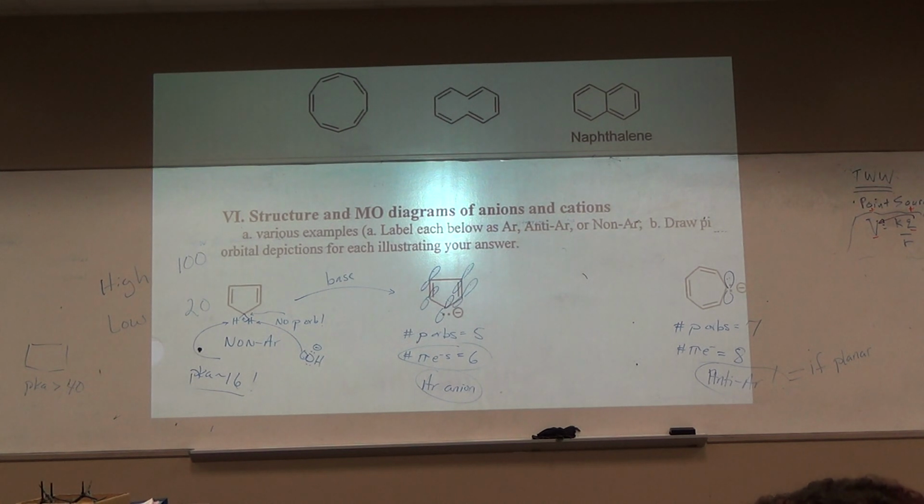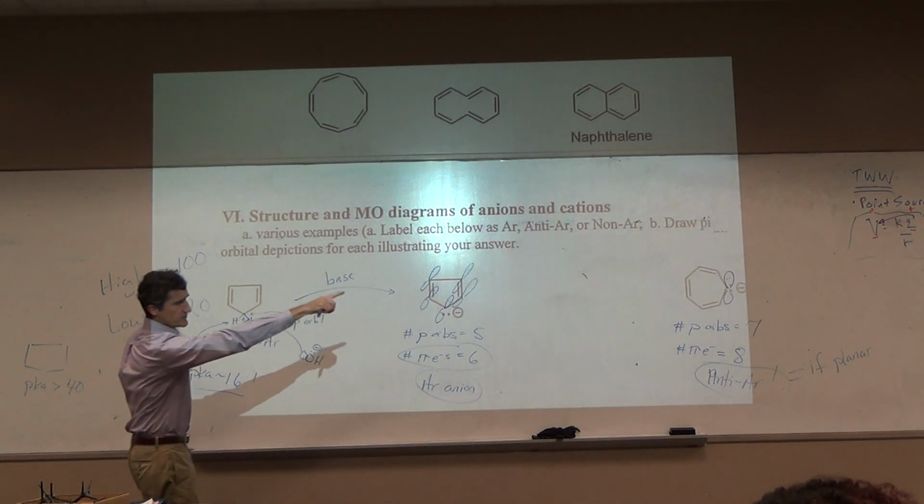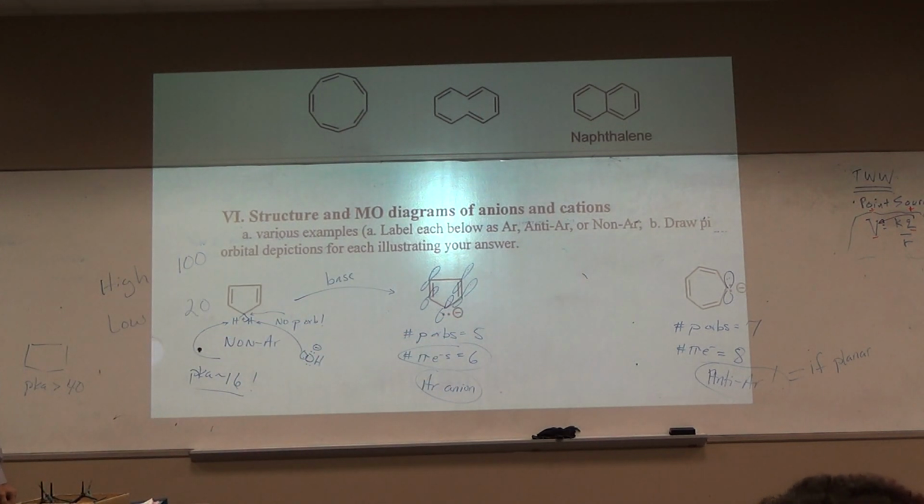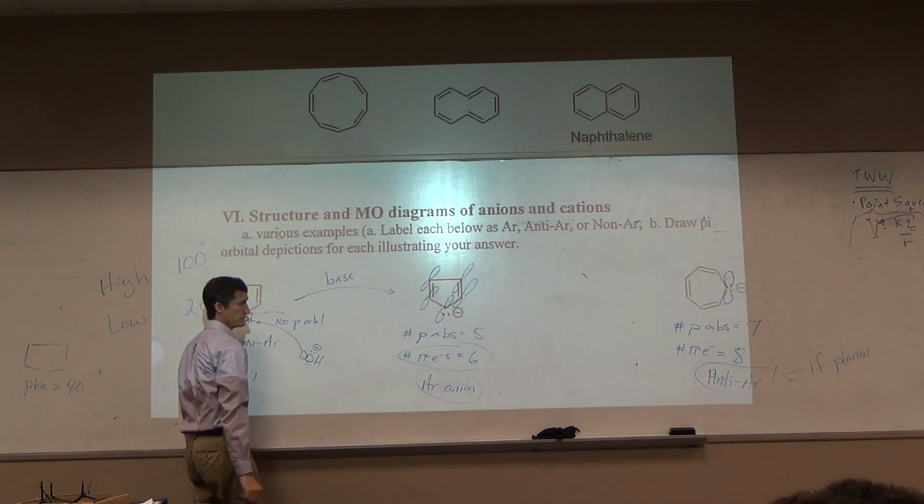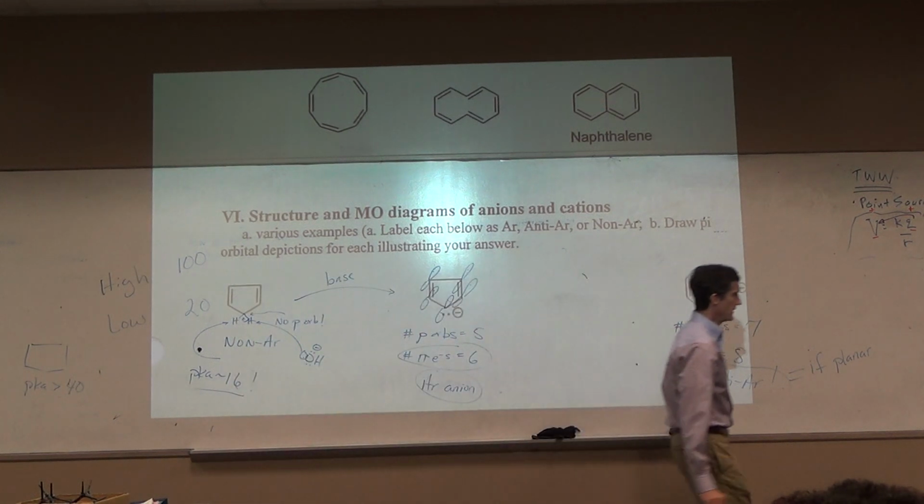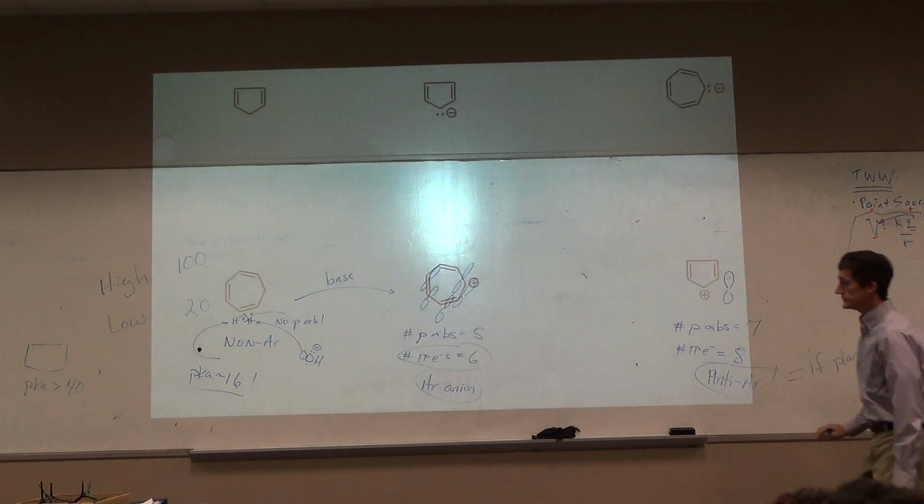So a lot of times you say, well, if planar, it would be anti-aromatic. It's certainly not aromatic. So that anion is much less stable than this one. That neutral compound is much less acidic. That neutral compound does not want to become that anion. This one, however, does. Aromatic anions. Let's try the cations.